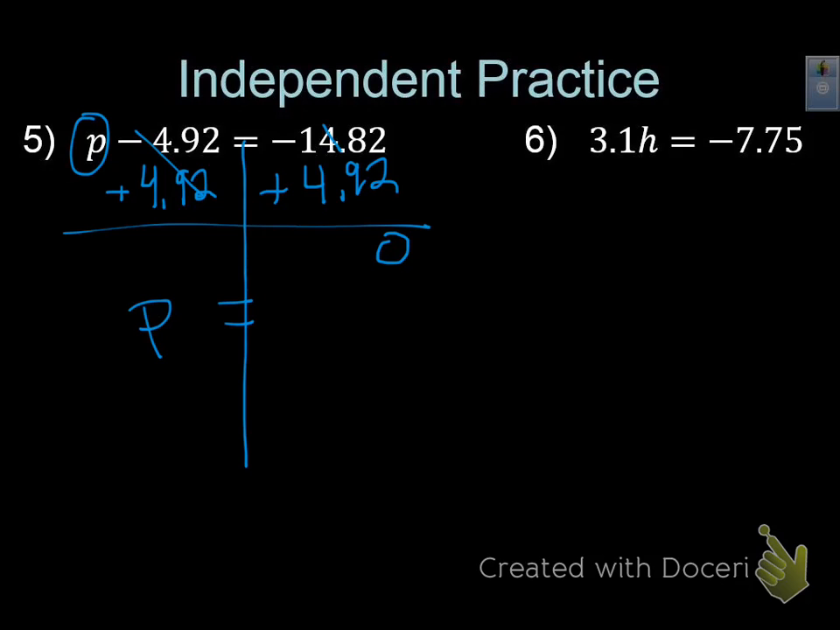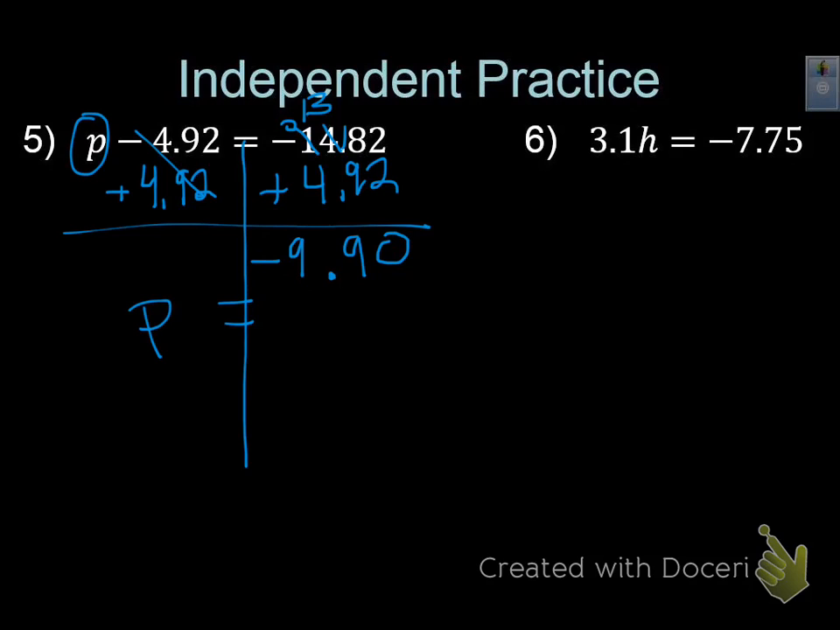8 minus 9 I cannot do, so I must borrow. 18 minus 9 is 9. My decimal comes straight down. 3 minus 4 cannot be done, so I must borrow. 13 minus 4 is 9. In my original problem, I had negative and positive. The negative value was larger, so my answer will be negative.